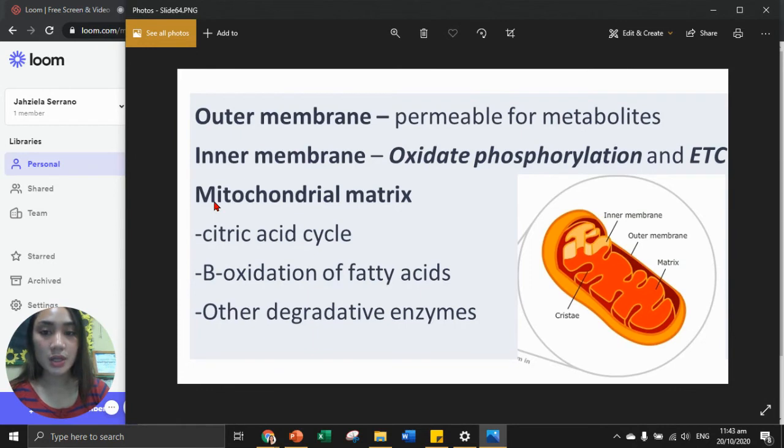And then, of course, ang mitochondrial matrix natin, ito yon. So dito nagaganap yung ating citric acid cycle, or you're also familiar with this as Krebs cycle or TCA cycle. We also have the beta oxidation of fatty acids and other degradative enzymes located in mitochondrial matrix.